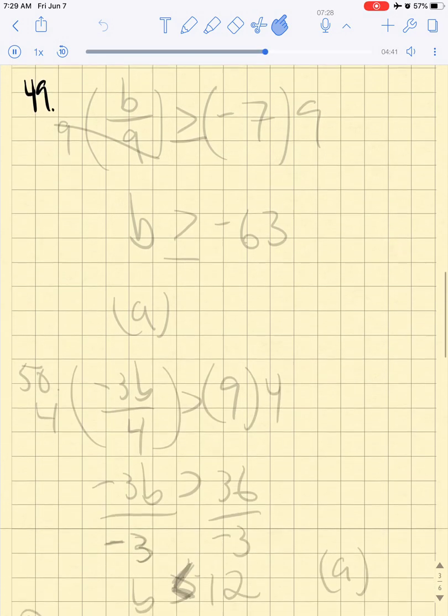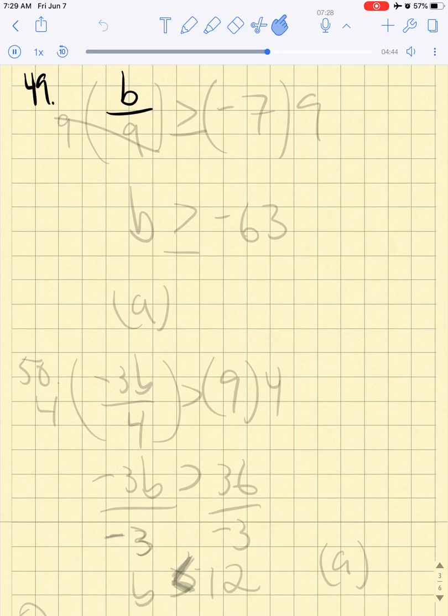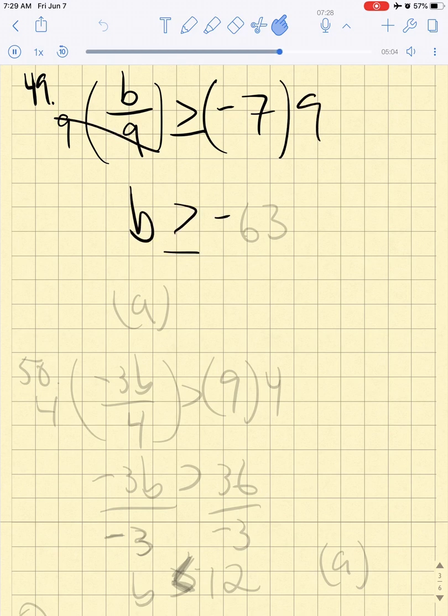Solve the inequality. An unknown number that we label b, over 9, is greater than or equal to negative 7. So we multiply both sides by the denominator 9 to clear the fraction and leave b isolated. So now we have b must be greater than or equal to negative 63. That is choice A. 50.